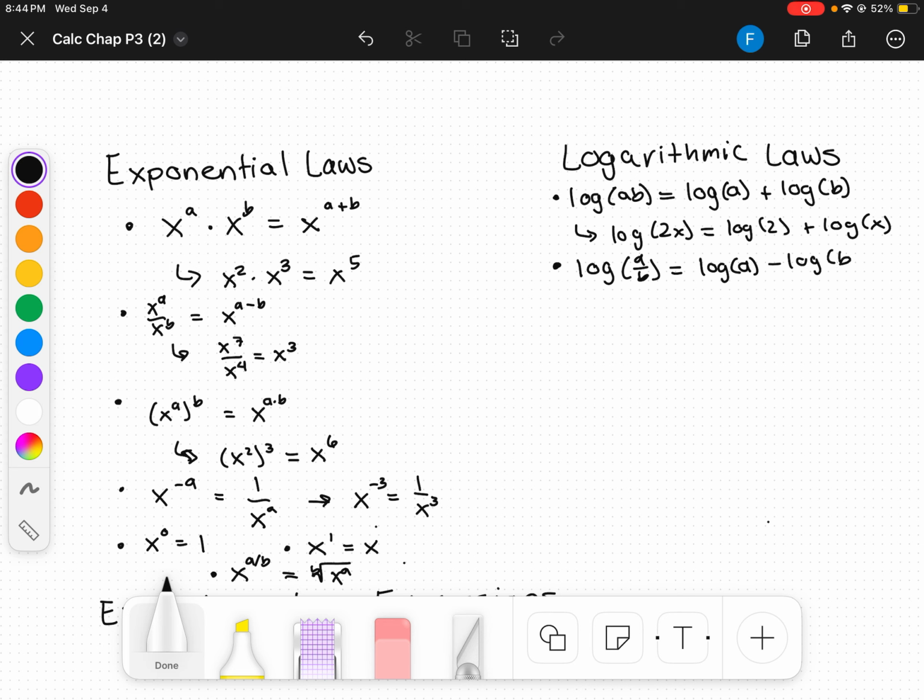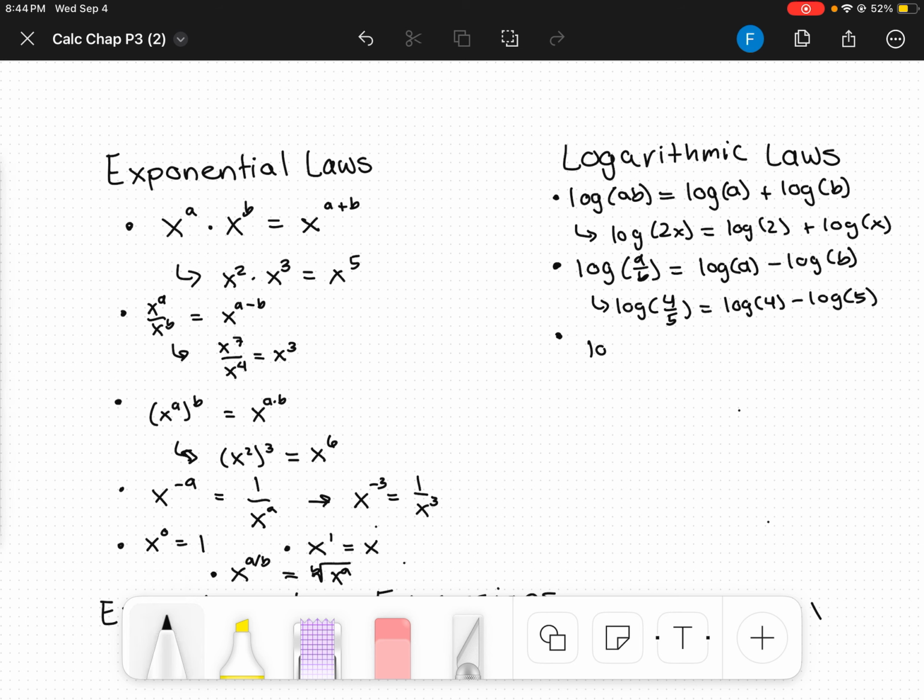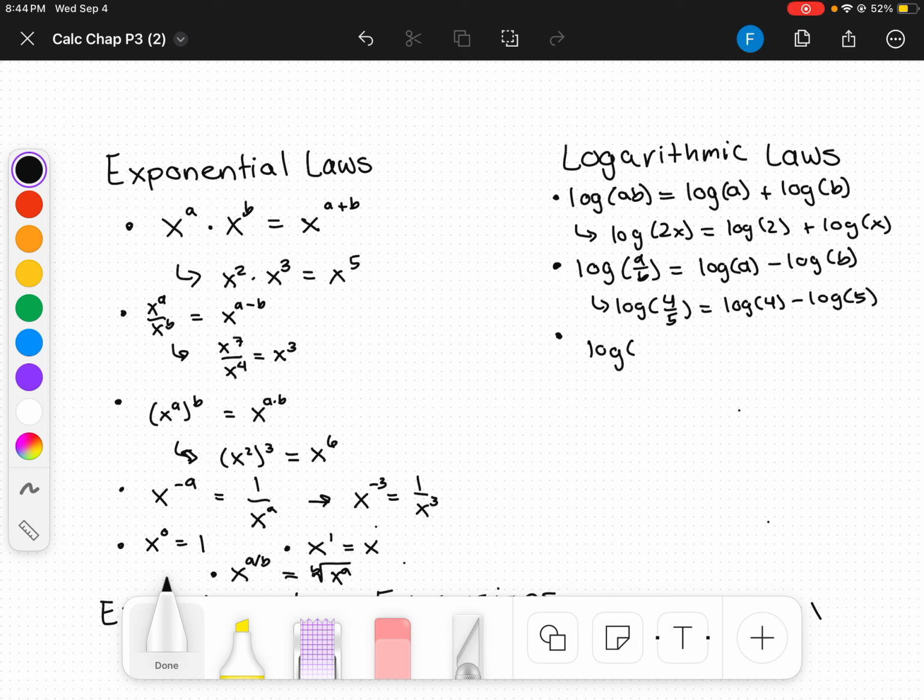You can kind of see some similarities with these in the exponential form, but it looks a little different. So for instance, if I have log of 4 divided by 5, I can rewrite that as log of 4 minus log of 5. All right, let's keep going. If you have log of a raised to the b, you can take that exponent and put it in front. This one's a little weird, so I can rewrite this as b times log of a.